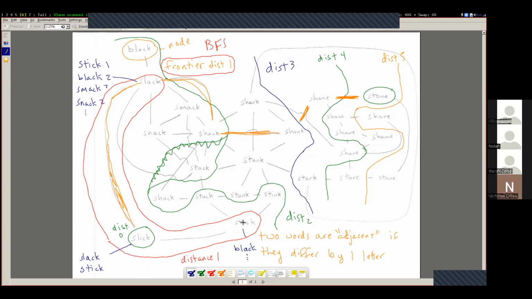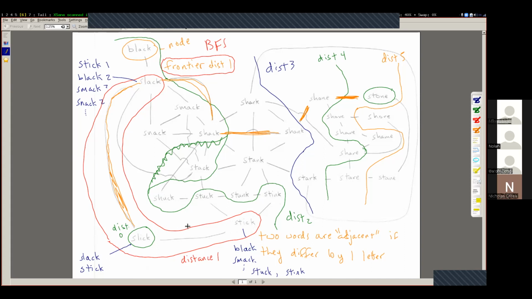Yeah. So the question is, what is exactly the queue like here at stick? And the answer is that I ran out of space, so I didn't fully write it. The queue contains everything that was in the queue up here. So black, and then smack, whatever was in the queue previously, and then adding the neighbors down here of stuck and stink. So at this point, this was the last thing in the frontier at distance one. And so everything that is in the queue right now is stuff that is in the frontier at distance two that we will process next.